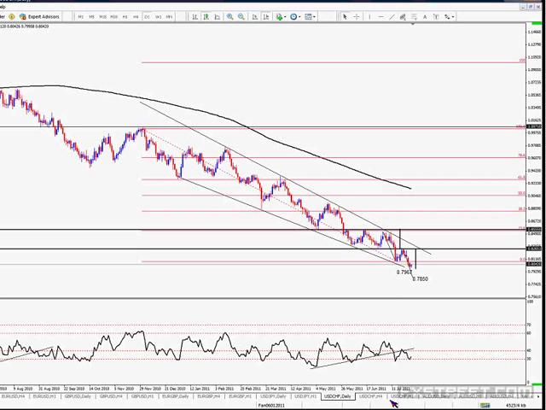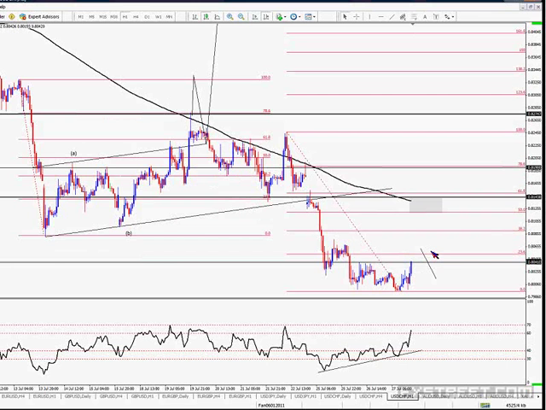Okay, so Dollar Swissy showing some short-term bottoming attempt, but I'm suspicious of it until it can actually break above 0.8150. Alright, let's move on. Lots of important price action to talk about.